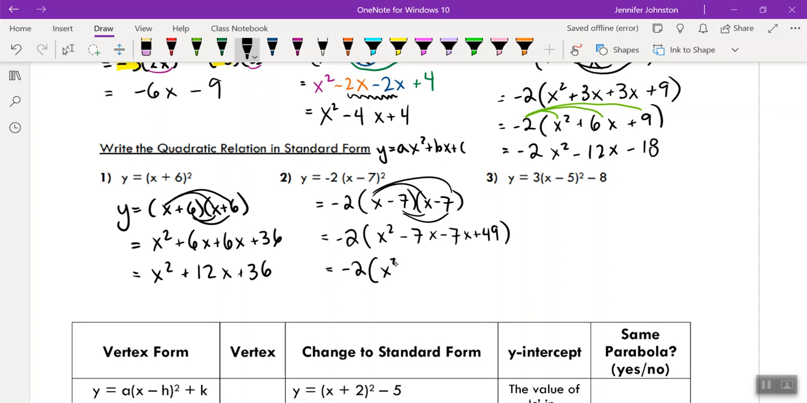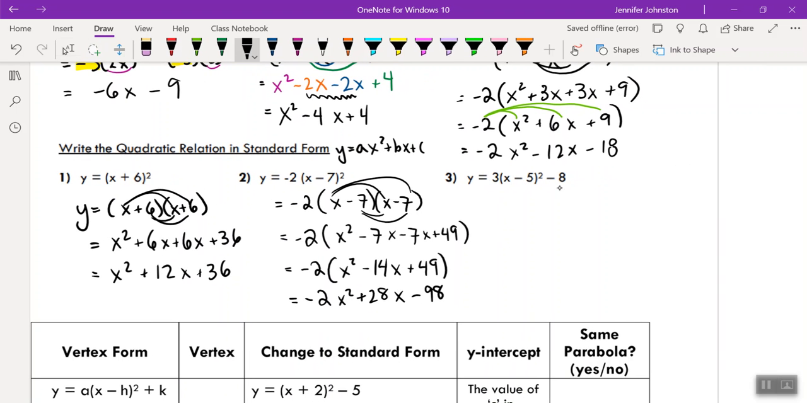Again, press pause at any time. Here we get -14x plus 49. And we're going to double everything, right, with a minus sign. So -2x squared. 14 times 2. Those are both negatives, so they become a positive 28x. And then 49 times 2. One's a negative, one's a positive, so we know we're going to get a negative. It's almost 50, but not quite, and there's 2 of them, so we get a 98.